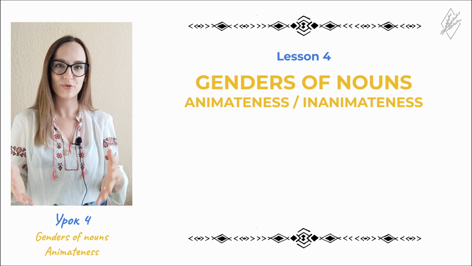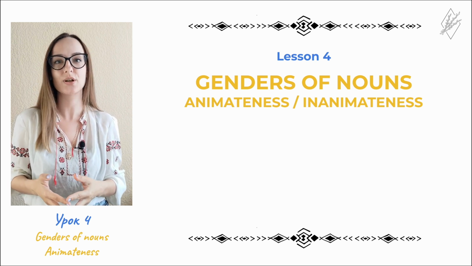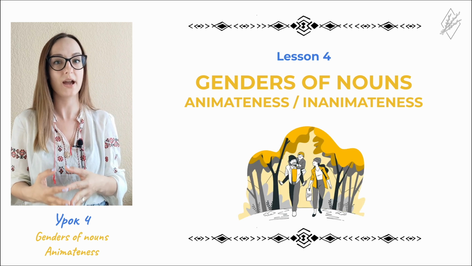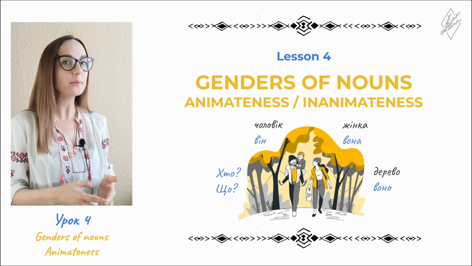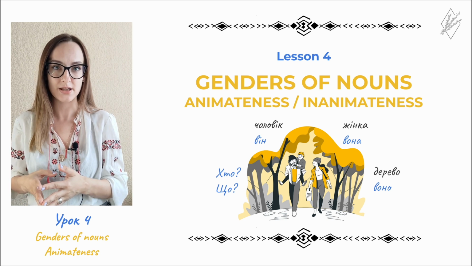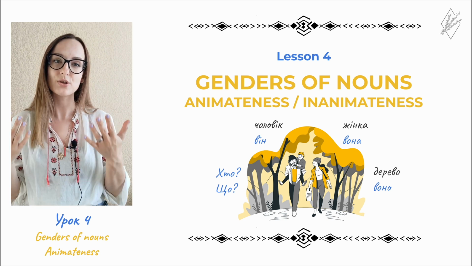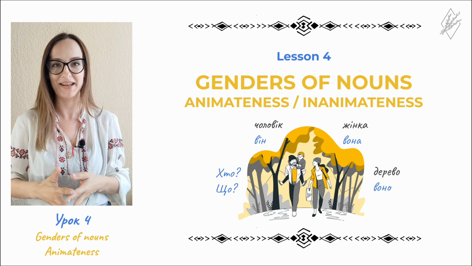Today we are having the fourth lesson for beginners and we will talk about genders of the Ukrainian nouns and the category of animateness and inanimateness. This is a basic grammar that you need to know to speak Ukrainian.